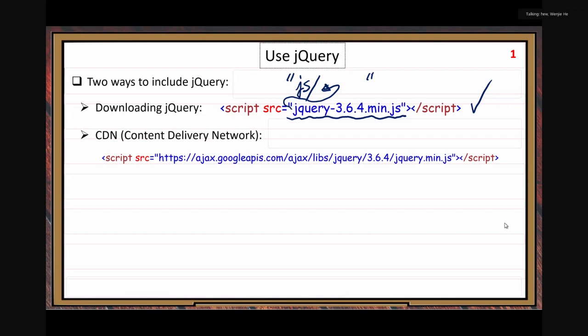Each way has its advantages and disadvantages. Here you can see, the second way, you have to have an internet connection, right? Otherwise, how can you connect to it? If you do not have internet, sometimes you may not be able to connect, then you cannot use the second way. But the first way, the local way, even if you do not have internet, you can still use jQuery to develop your web pages.